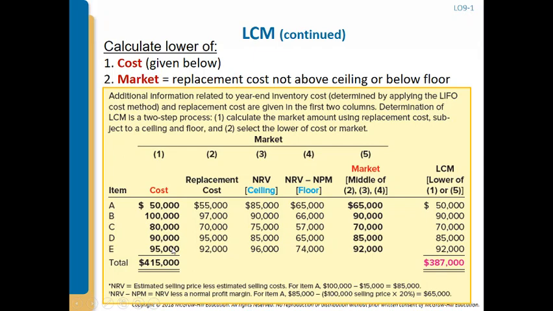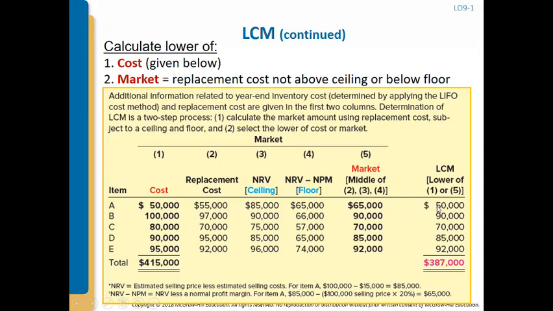And then E, 95,000 cost. Now, of the three choices, the replacement cost of 92,000 is the middle number, so that is the number you choose as your market. You compare the market of 92,000 with the cost of 95,000, so 92,000 is less. That's the number you pick as LCM.